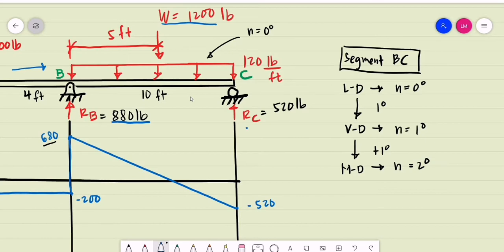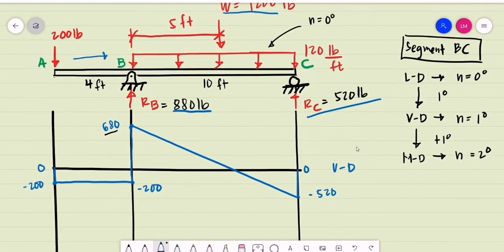At C, we have an upward reaction of 520. We do the summation, negative 520 plus 520. That will give us a value of 0 for equilibrium. This is our shear diagram.